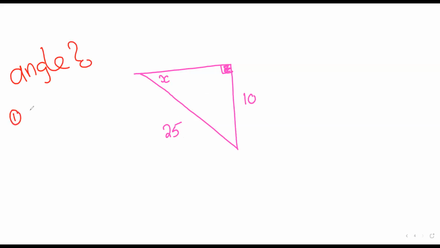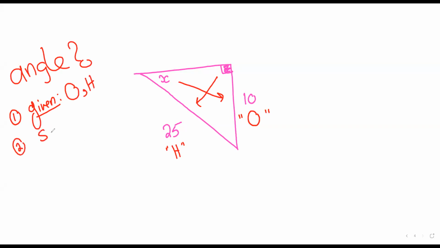So step number 1, label the given sides. This side over here is the opposite because it's the one facing the angle. And this side over here is the hypotenuse because it's facing the 90 degrees. Okay, so I have these two sides, the opposite and the hypotenuse.